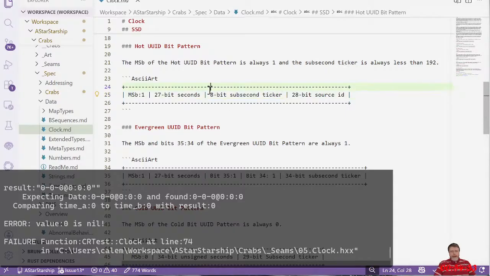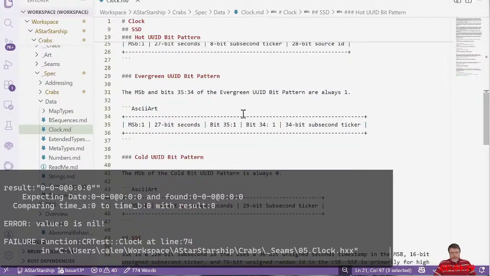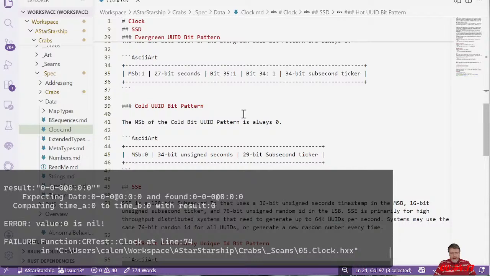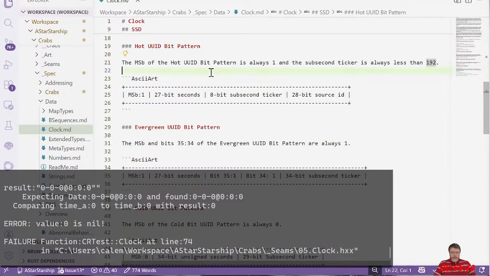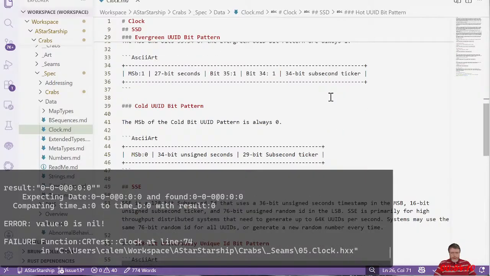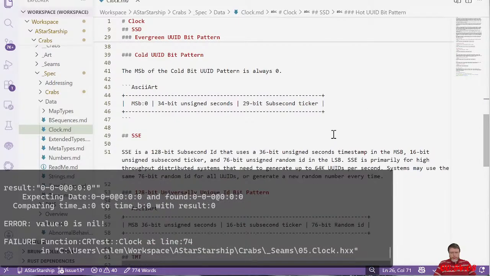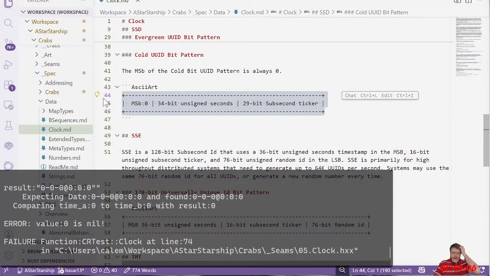See, because I have an 8-bit sub-second ticker, and then I took off, what did I take off? I took off something. Always less than 192. If it's over 192, then we want to convert from our hot bit pattern to our cold bit pattern. And our cold bit pattern has a 34-bit unsigned seconds timestamp with a 29-bit sub-second ticker.